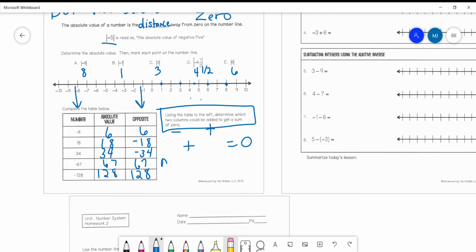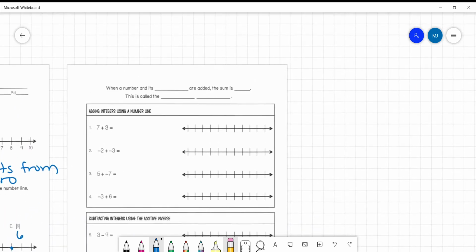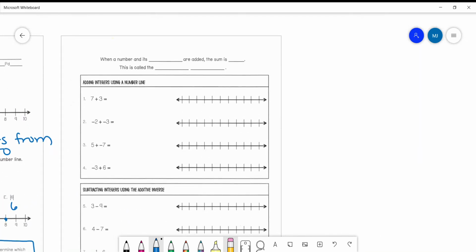So the number plus the opposite equals 0. And that's what we're going to talk about next. So when a number and its opposite are added, the sum is 0. This is called the additive inverse.